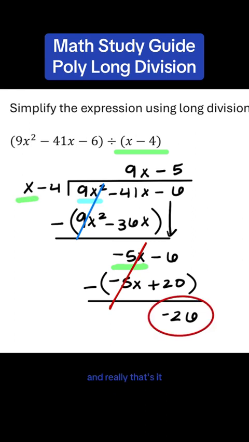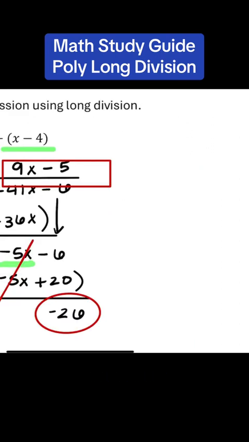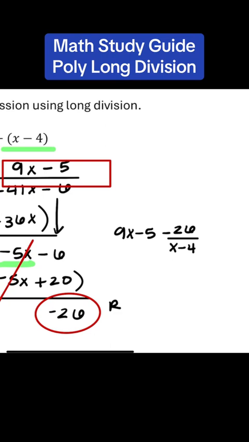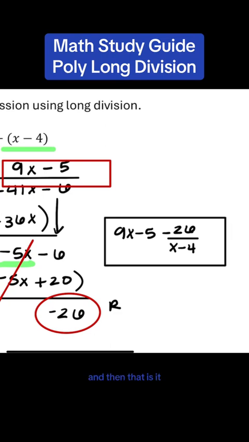And really, that's it. The only thing that we have to do is write our final answer. That's going to involve our quotient, which is 9x minus 5. So I'm going to put 9x minus 5. And then we're going to make sure that we write our remainder, which is negative 26, and then put it over what we were dividing by, which was x minus 4. And then that is it.